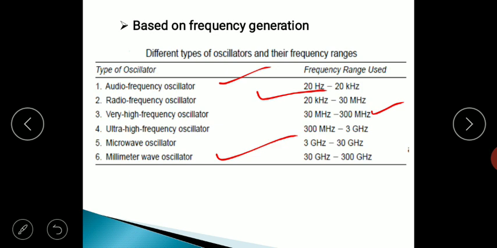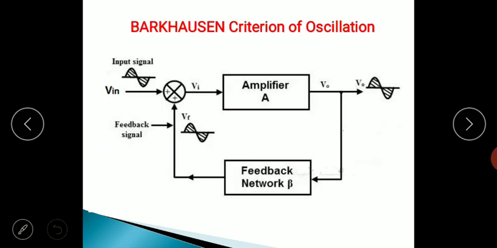Right? Now, after knowing what is an oscillator, what is the property of the oscillator, how oscillator is different than the amplifier, and the different types of oscillators, now we are going to study a very important concept in oscillators called Barkhausen criteria of oscillation. Now, what exactly do you mean by this Barkhausen criteria of oscillation? And this criteria can be stated by considering the block diagram as shown in this particular slide.